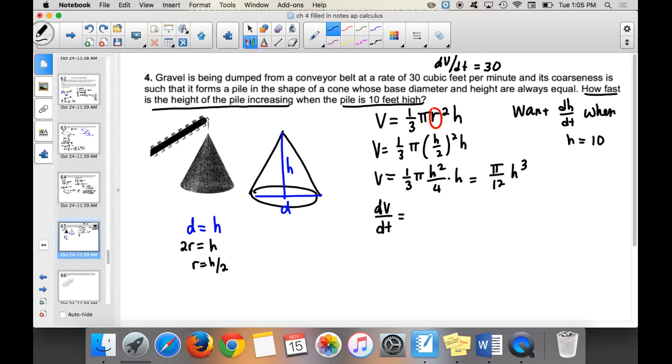So then we take the derivative, so we get the pi over 12, and we have our 3h squared dh over dt. So you can make that pi over 4 h squared if you want. And we just plug things in, right? So we know h is 10. And we're finding dh over dt, and we know the volume is increasing, so it's positive 30.